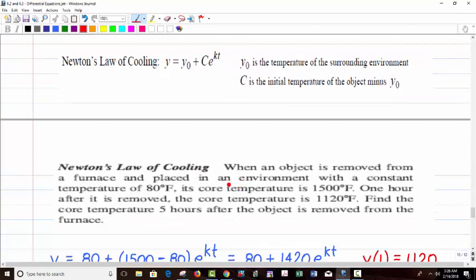All right. An object is removed from a furnace and placed in an environment with a constant temperature of 80 degrees. Its core temperature is 1500 degrees. That's pretty hot. I wouldn't want to play with that, whatever that is. 1 hour after it's removed, the core temperature is 1120 degrees. Find the core temperature 5 hours after the object is removed from the furnace.